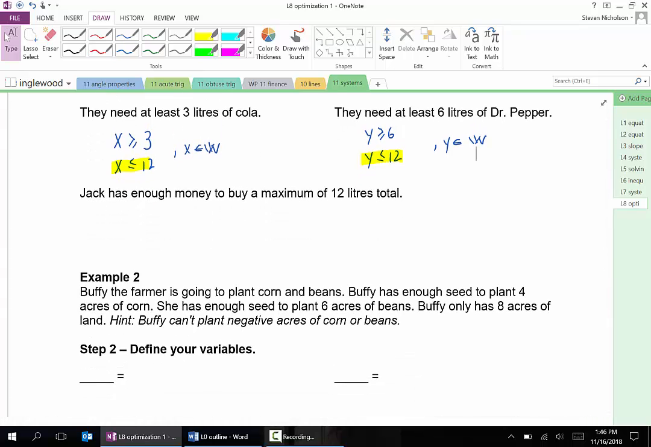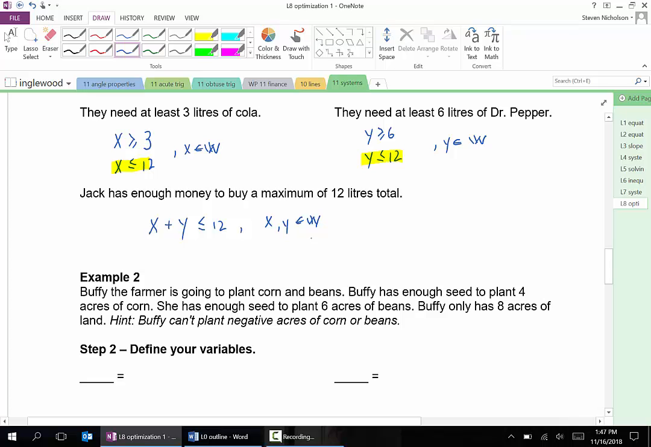And then finally, if we put the last thing in our inequality, we do have another story, and it is: Jack has enough money to buy a maximum of 12 liters in total. So again, he buys some of the Coke, Cola, he buys some of the Dr. Pepper, but he can buy a maximum of 12. And again, those numbers can't be decimals. There's a whole infinite amount of numbers that add up to 12. But again, we are only interested in those whole numbers.